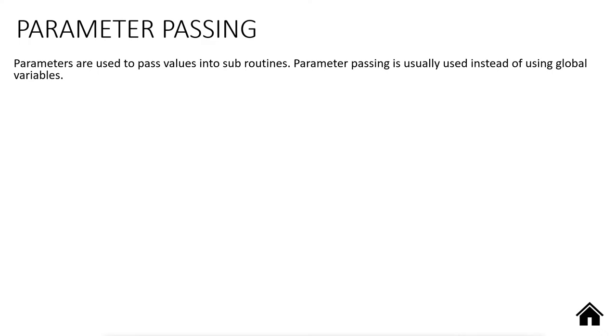All right. So parameters are used to pass values into subroutines. Subroutines are things like procedures, and you've got subroutines that are functions as well. Functions return values, procedures do not. Parameter passing is usually used instead of using global variables. We want to try and limit the amount of global variables because it's bad for memory, it's bad for storage, and it's also a security risk.